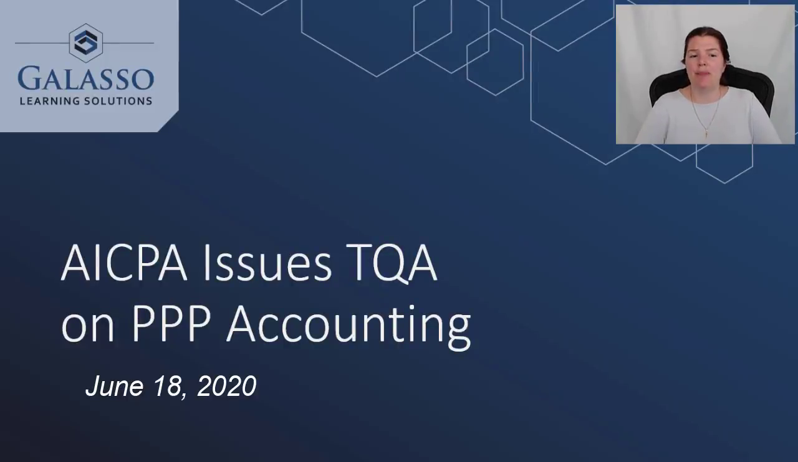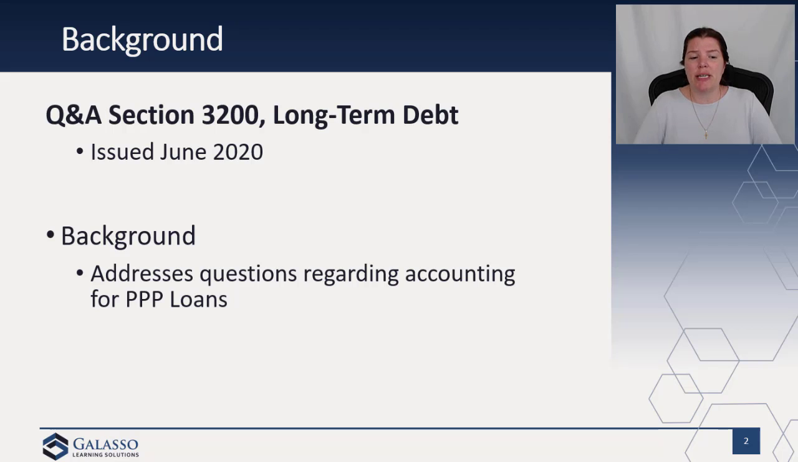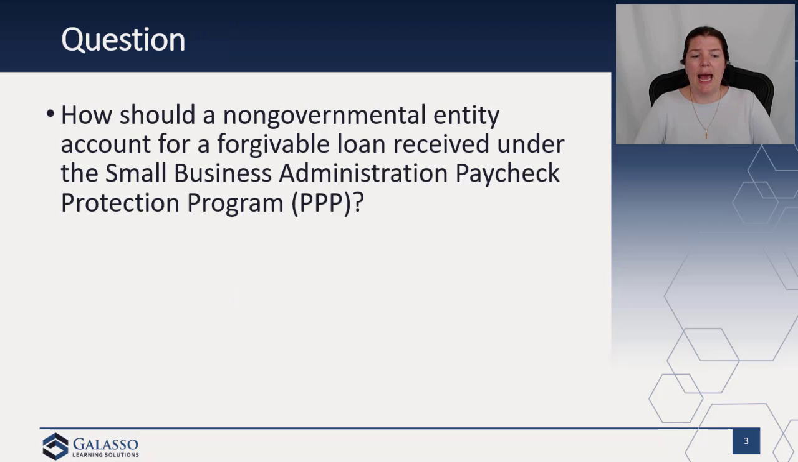My name is Melissa Galasso, and today we're going to talk about more PPP accounting. Last week on the blog, we talked about governmental entities and GASB's proposed technical bulletin regarding the CARES Act accounting. This week, we're going to talk about a TQA that the AICPA has issued for non-governmental entities on PPP accounting. This TQA, which is going to be in Q&A section 3200, long-term debt, addresses the accounting for PPP loans. Now, the question that was raised: how should a non-governmental entity account for a forgivable loan received under the Small Business Administration Paycheck Protection Program, or PPP?